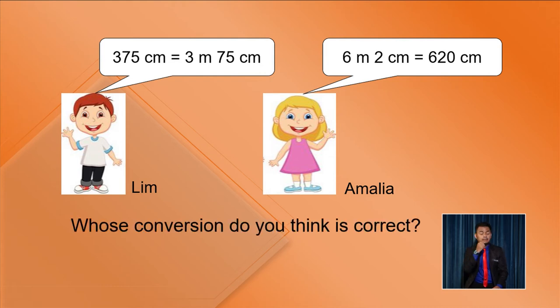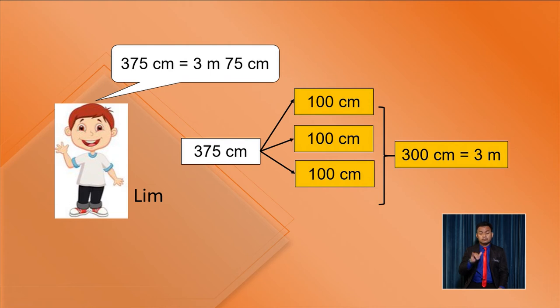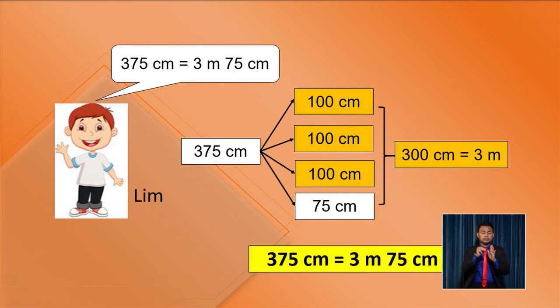Boys and girls, I can hear some of you are saying Lim. Yes, Lim's answer is correct, but Amalia's answer is incorrect. Excellent, boys and girls. Let's see why Lim's answer is correct. 375 centimeters has 3 hundreds, which is 300 centimeters, equal to 3 meters. Remember, we have another 75 centimeters. So, the answer will be 3 meters and 75 centimeters. We can see clearly why Lim's answer is correct.